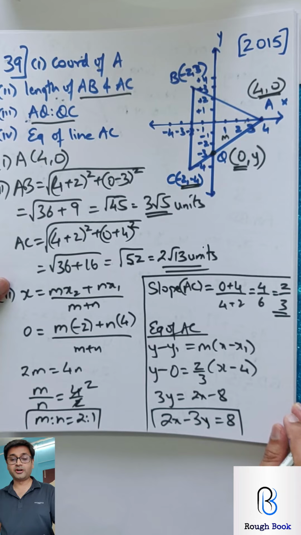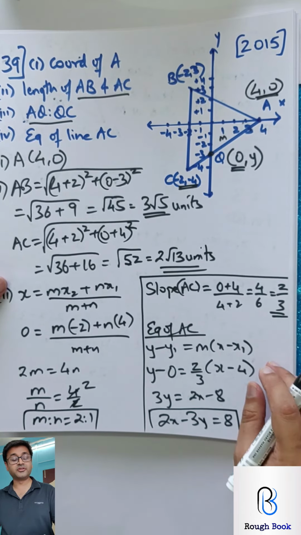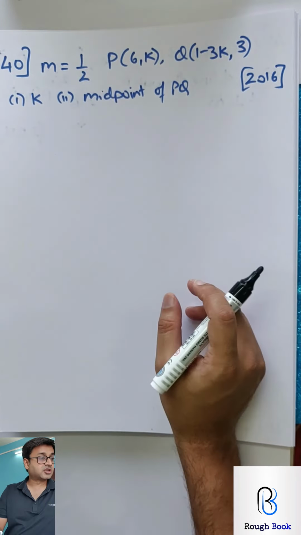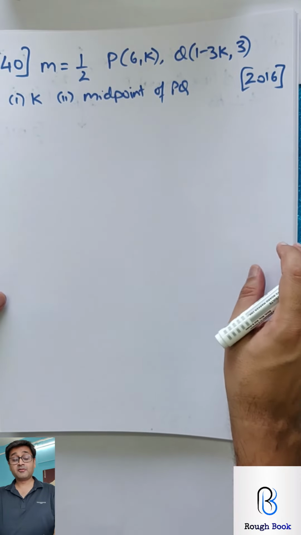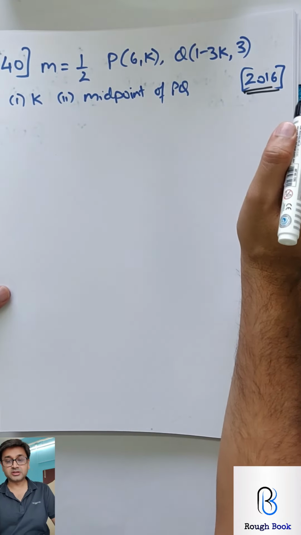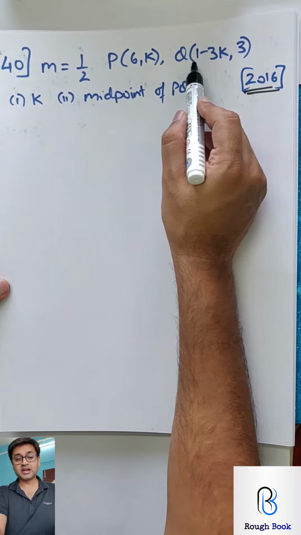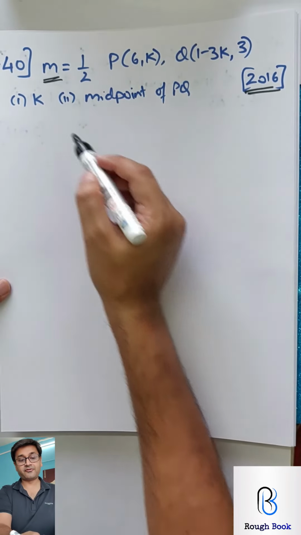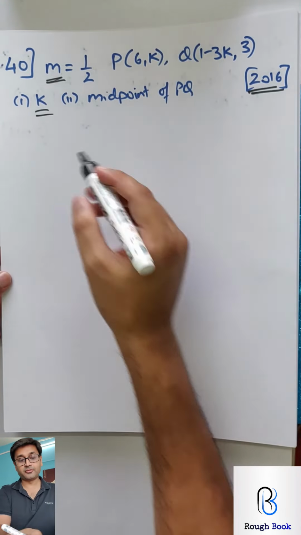Brilliant. That means you are already prepared for the board. So that is the 2015 sum we just did. Let's go to the next one, sum number 40. 40 is simple. Again a board question, 2016. PQ is a line whose slope is half. Find K. So let's apply the slope formula.